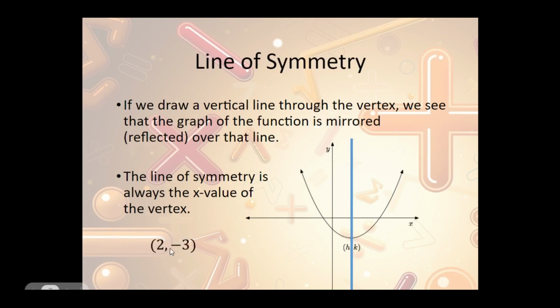So in this case, let's say that our vertex is at (2, -3). So our line of symmetry would be at x equals 2.